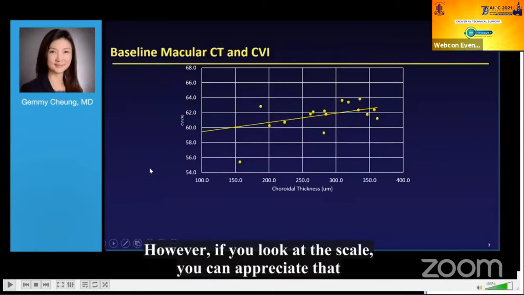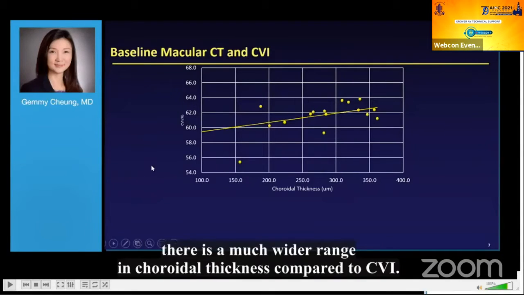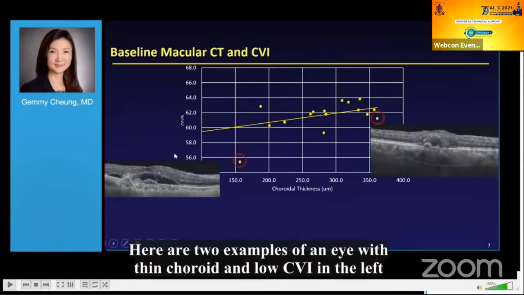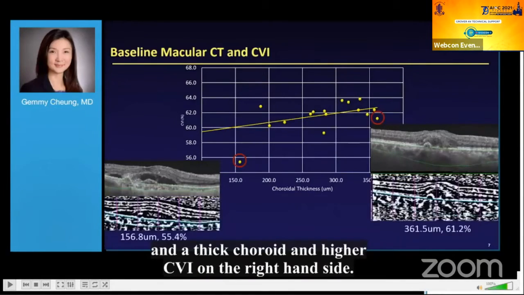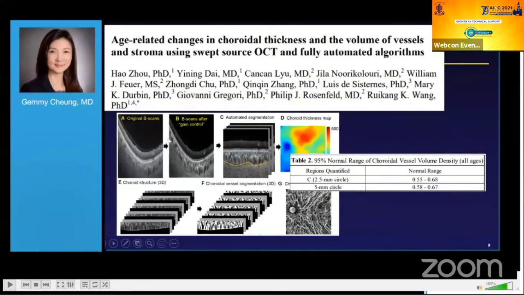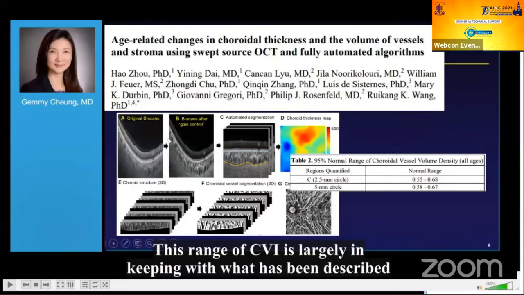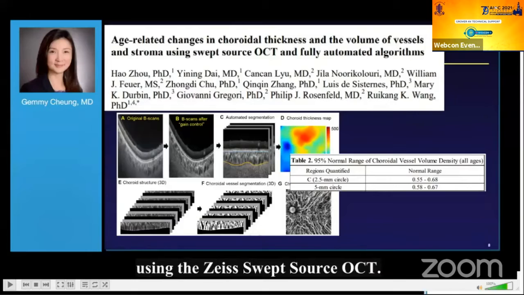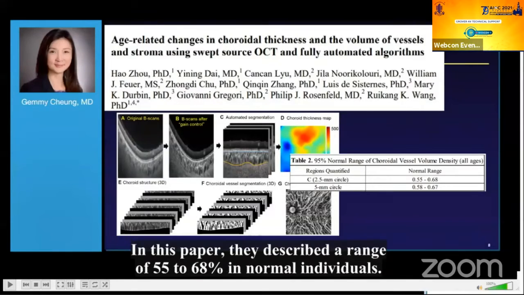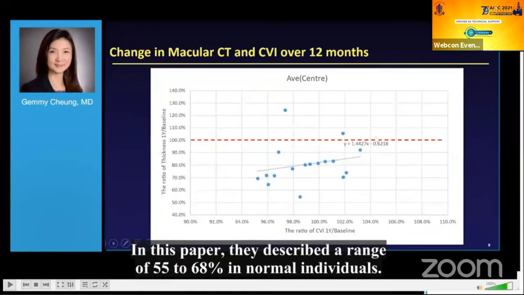However, if you look at the scale, you can appreciate that there is a much wider range in choroidal thickness compared to CVI. Here are 2 examples of an eye with thin choroid and low CVI on the left, and a thick choroid and higher CVI on the right-hand side. This range of CVI is largely in keeping with what has been described using the Zeiss swept-source OCT. In this paper, they described a range of 55 to 68% in normal individuals.